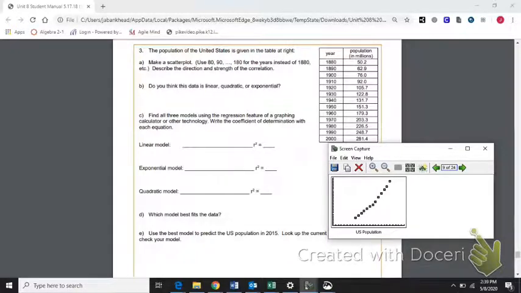We aren't going to answer that question just yet, but I do want you to describe the direction and strength of the correlation. Is it positive? Is it negative? Is it weak? Is it strong? Is it moderate? Do you see no correlation at all?